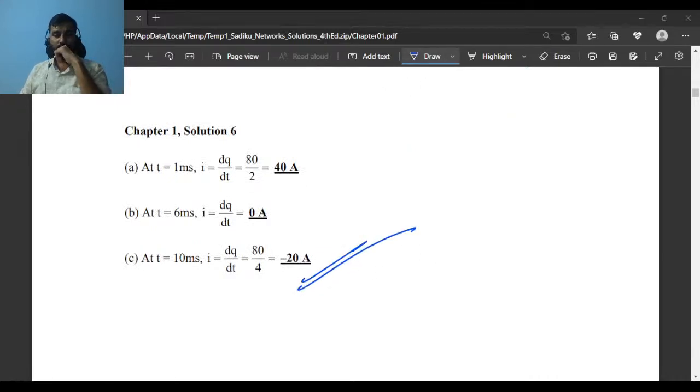Okay, so these are the things we are going to learn. So this is just a sneak peek. We will meet in the next session from tomorrow, and we will discuss the entire Sadiku, entire network theory from start to end. Okay, only problems, not the theory. Let's meet in the next session.